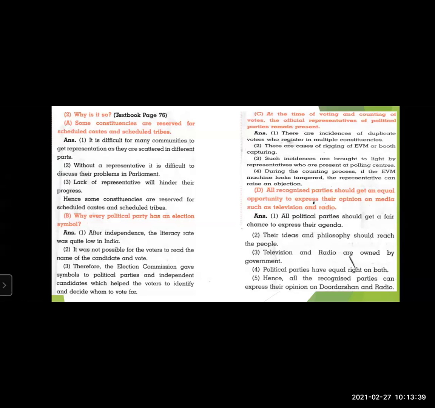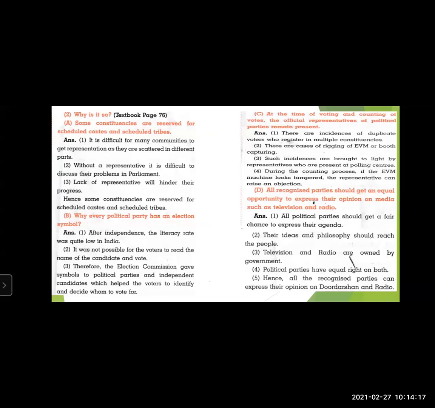For example, we can take scheduled caste and scheduled tribes. They are scattered in all parts of our state or country. So without a representative, it is difficult to discuss their problems in parliament. On behalf of them, there should be some representative who should discuss their needs and problems in parliament. So lack of representation will hinder their progress and make it slow or difficult. Hence, some constituencies are reserved for scheduled caste and scheduled tribes.